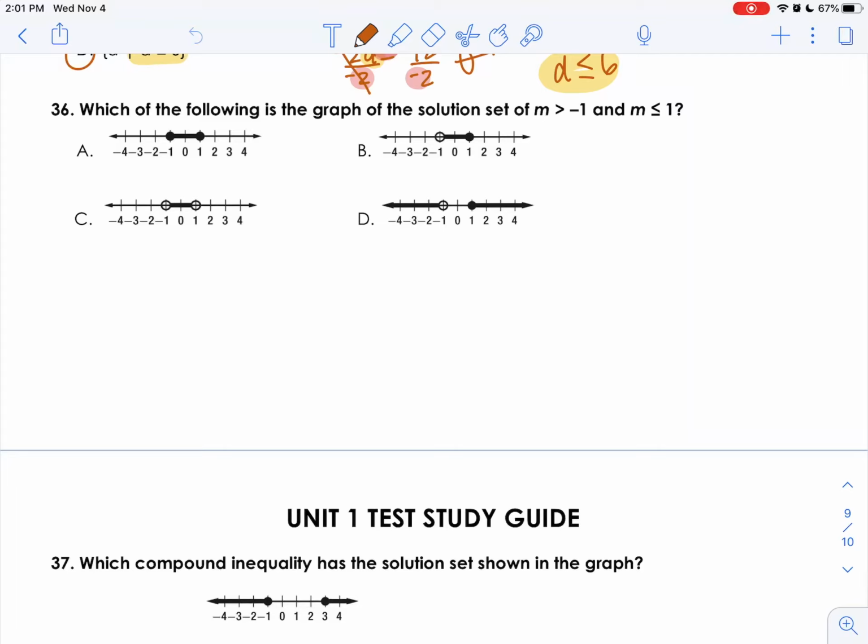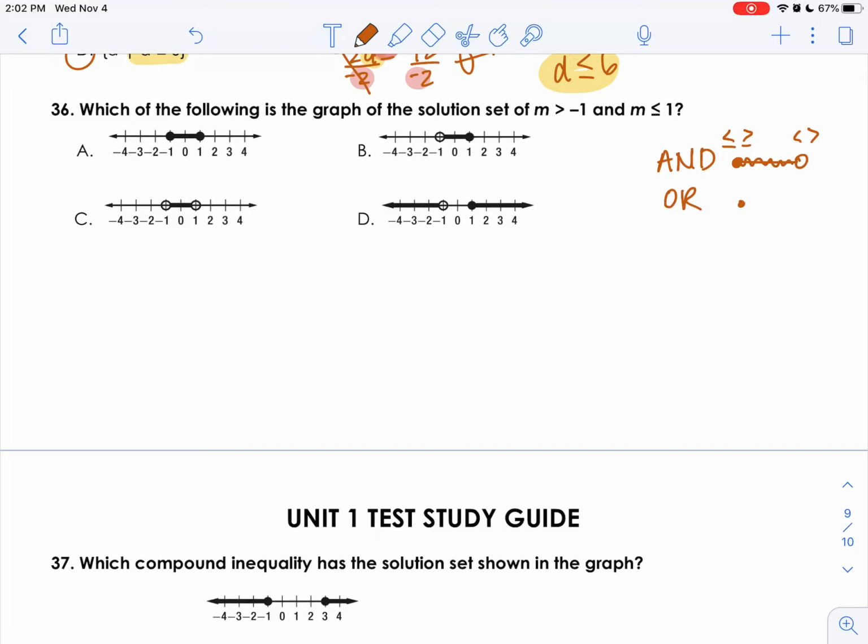In this final section of the study guide, we're going to be solving some compound inequalities. Remember, compound inequalities can be "and" or "or". Typically, an "and" is going to have the solution in between 2 points. And remember, a closed dot means either less than or equal to or greater than or equal to, or we could have an open dot, which means less than or greater than.